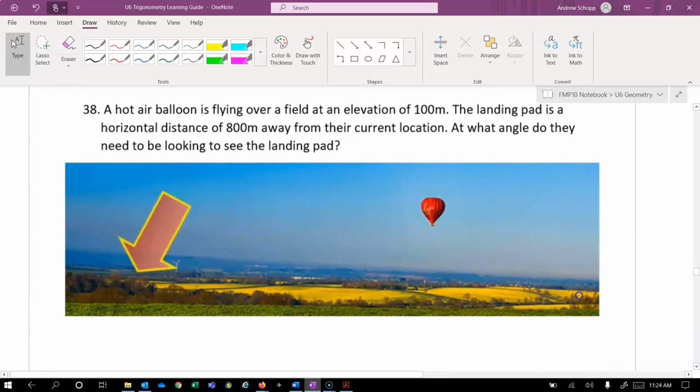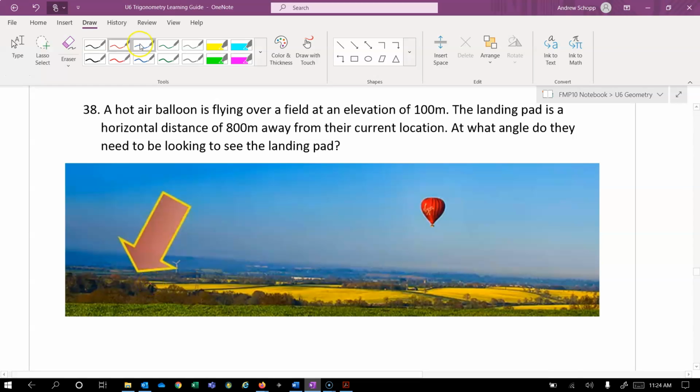Here we go. So a hot air balloon is flying over a field at an elevation of 100 meters. The landing pad is a horizontal distance of 800 meters away from their current location. At what angle do they need to be looking to see the landing pad?